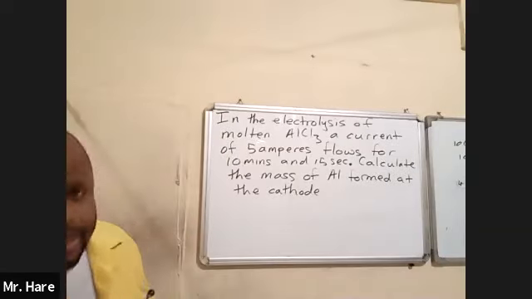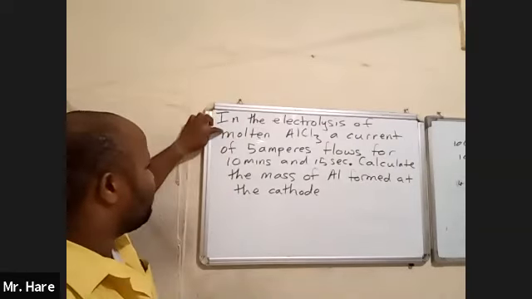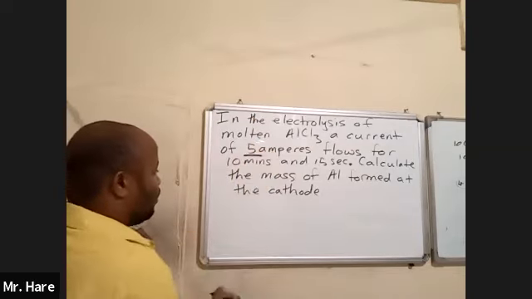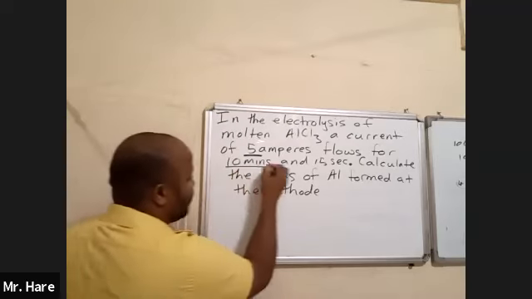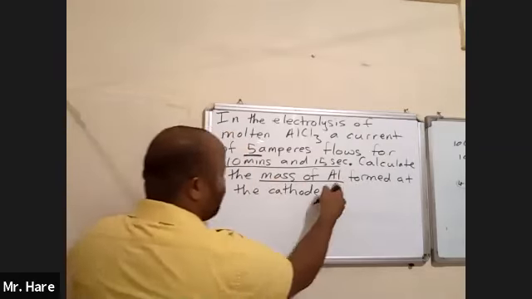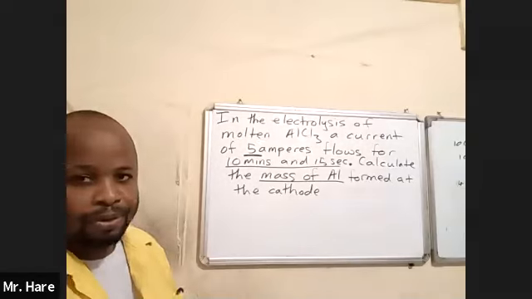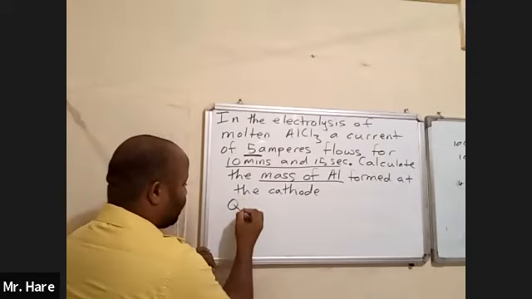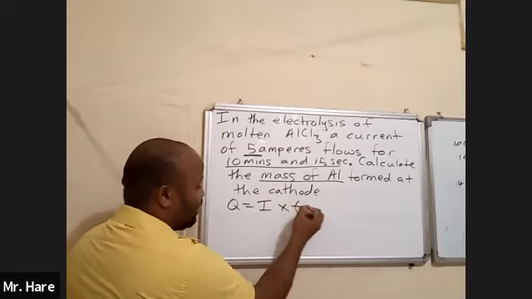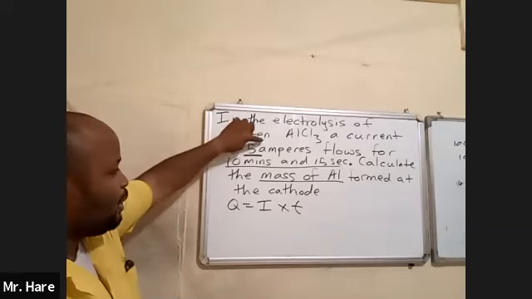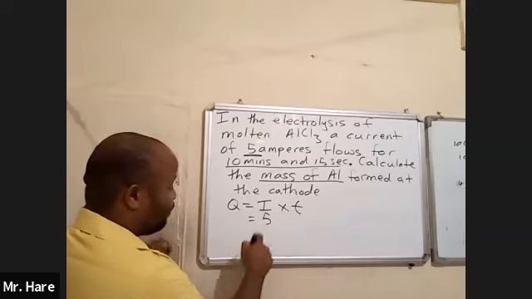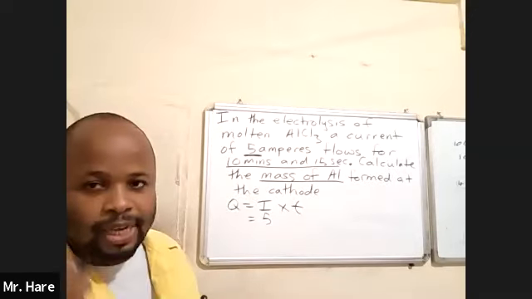All right, so it says in the electrolysis of molten aluminum chloride, a current of 5 amperes flows for 10 minutes and 15 seconds. Calculate the mass of aluminum formed at the cathode. So, first formula, Q is equal to the current, which is I, multiplied by the time. Current is measured in amperes. So the current is 5. Now the time must be in seconds.